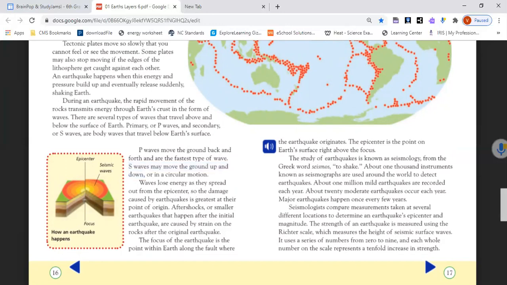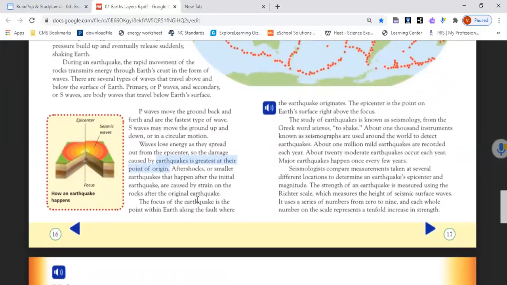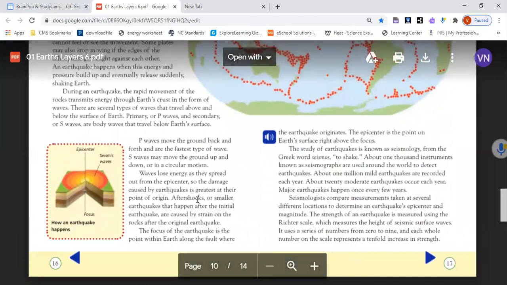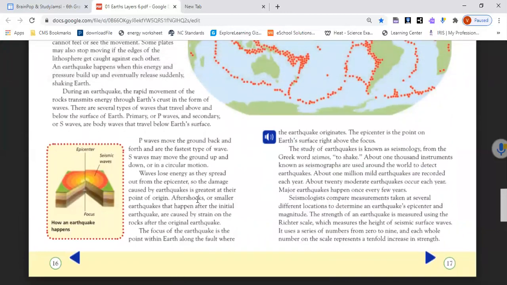The focus of the earthquake is the point within the earth along the fault where the earthquake originates. The epicenter is a point on the Earth's surface right above the focus. The study of earthquakes is known as seismology. So that's another thing which you should know, obviously.